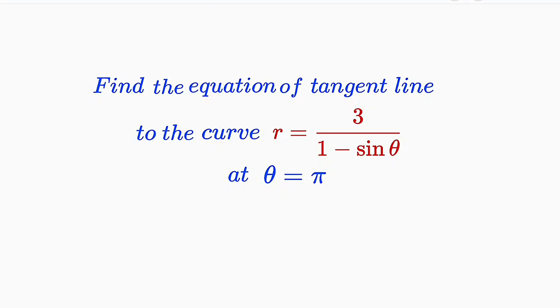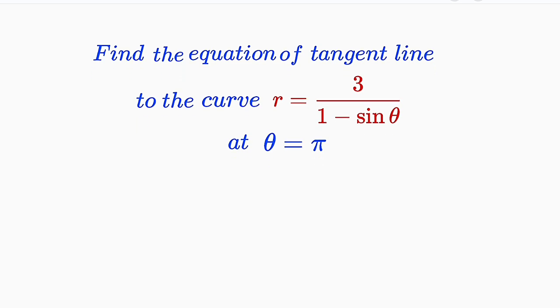Hello everyone, let us provide a solution to this interesting calculus problem under polar equations. We're asked to find the equation of the tangent line to the curve r equals 3 divided by 1 minus sine theta at a point where theta is equal to pi. I'm going to present you two different ways to solve the same problem but in different videos. In this tutorial, I'm going to present you the harder way.